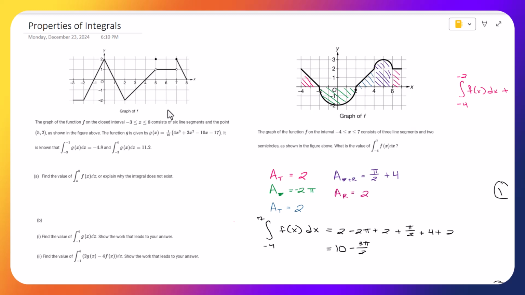And the point of 5, 2, which is this point right here. Let me get my cheat sheet out, my key, so that I'm doing everything correctly. The function g is given by this function. These two integrals are known. Find the value of the integral from 4 to 8 of f of x dx, or explain why the integral does not exist. Okay, well, let's look at our function. We're going from 4 to 8.